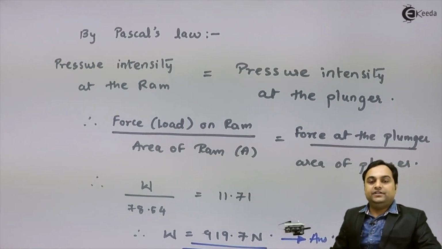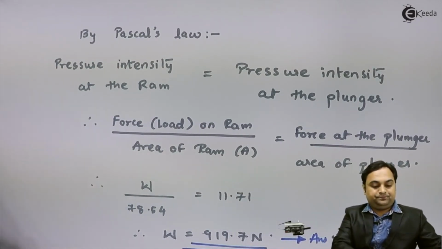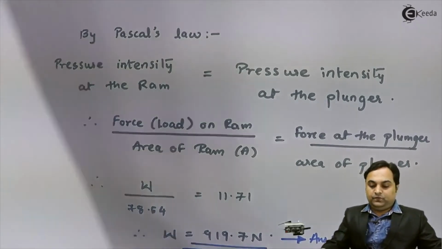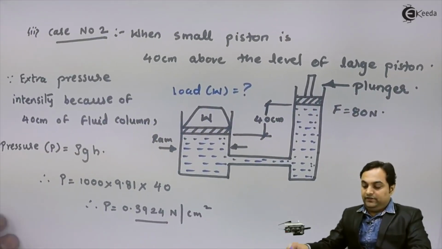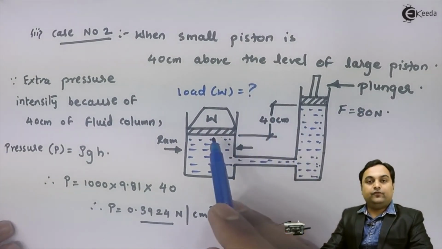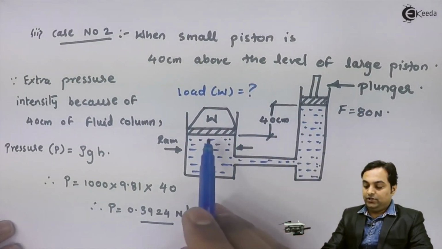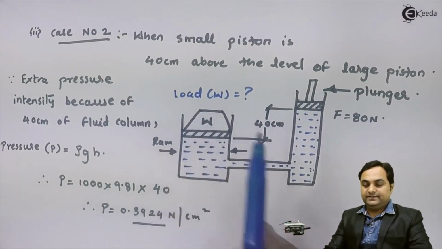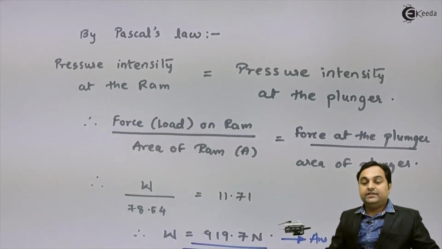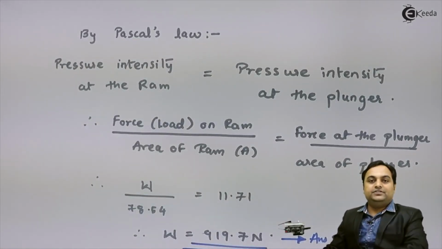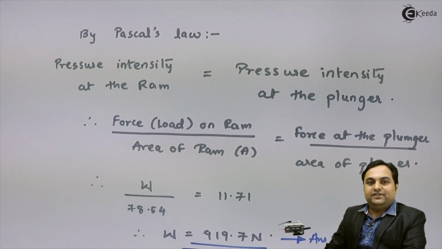So as we see in this problem, here the levels were different, and for that different level, the amount of load lifted is 919.7 Newton for a hydraulic jack. I hope whatever has been explained in this video is understood.